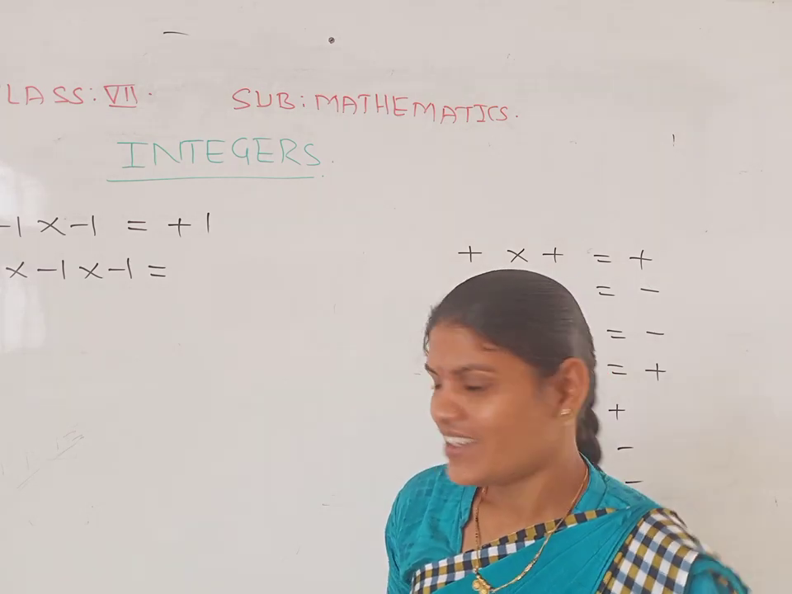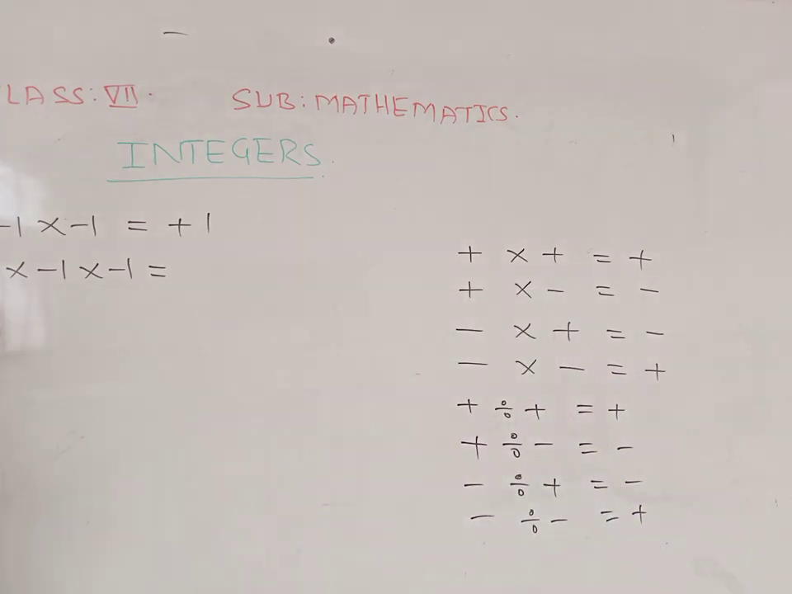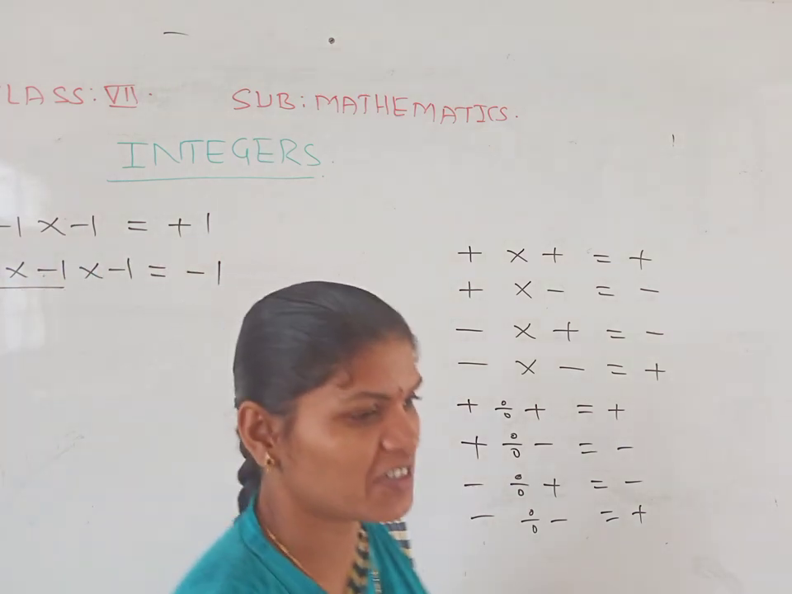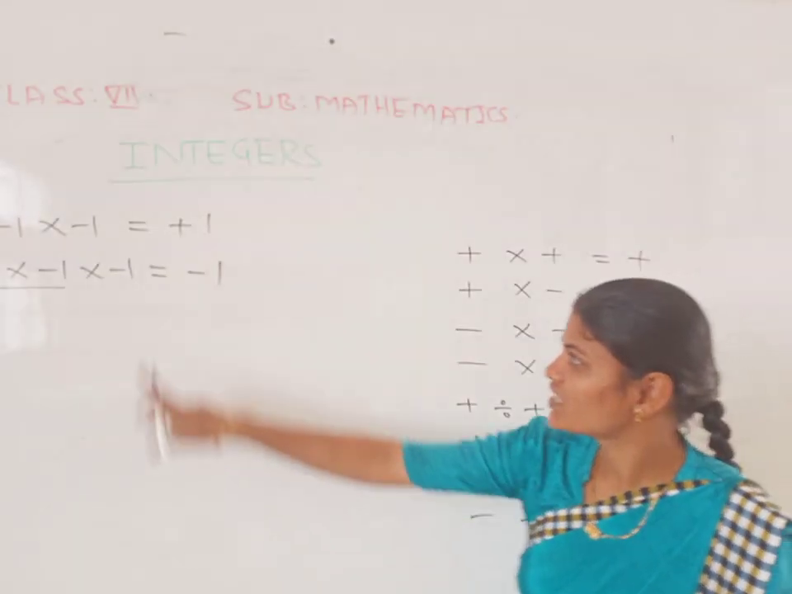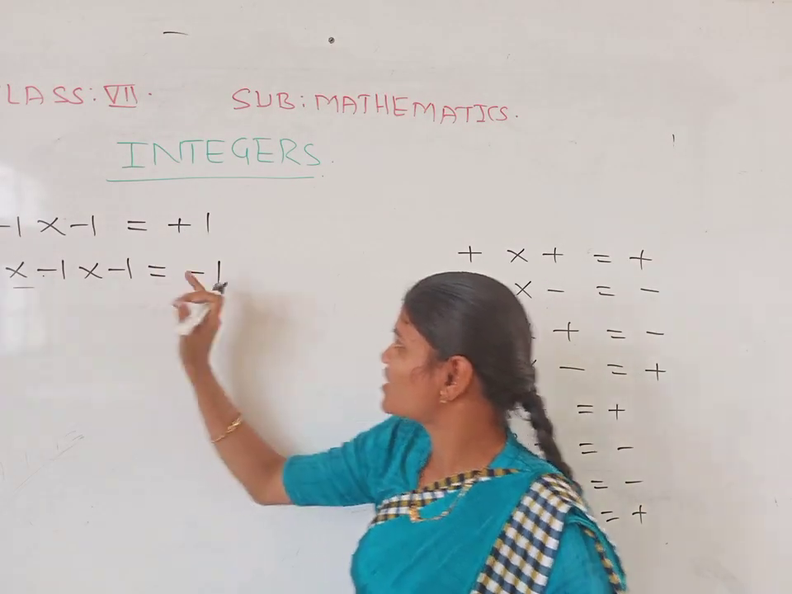Let us see here. Minus into minus is plus 1, and this minus 1 as it is; plus into minus gives minus. Or in a single line, your answer is minus 1. Why here plus 1, here minus 1? You tell me.